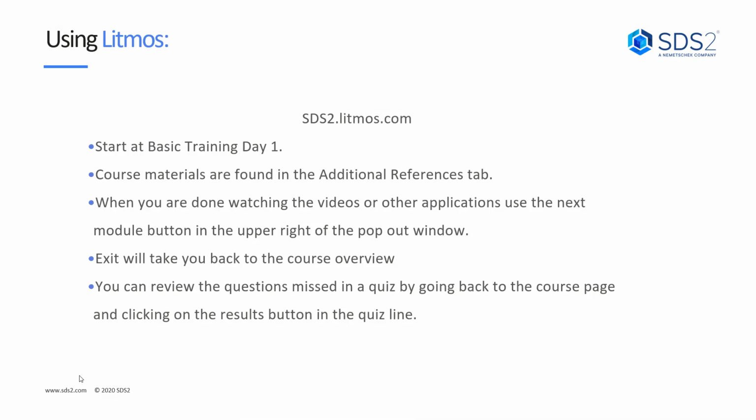Using Litmos, to start you can go to sds2.litmos.com. You would start at basic training day 1. Course materials are found in the Additional References tab. When you're done watching the videos or other applications, use the Next Module button in the upper right of the pop-out window. Exit will take you back to the course overview, and you can review the questions missed in a quiz by going back to the course page and clicking on the results button in the quiz line.